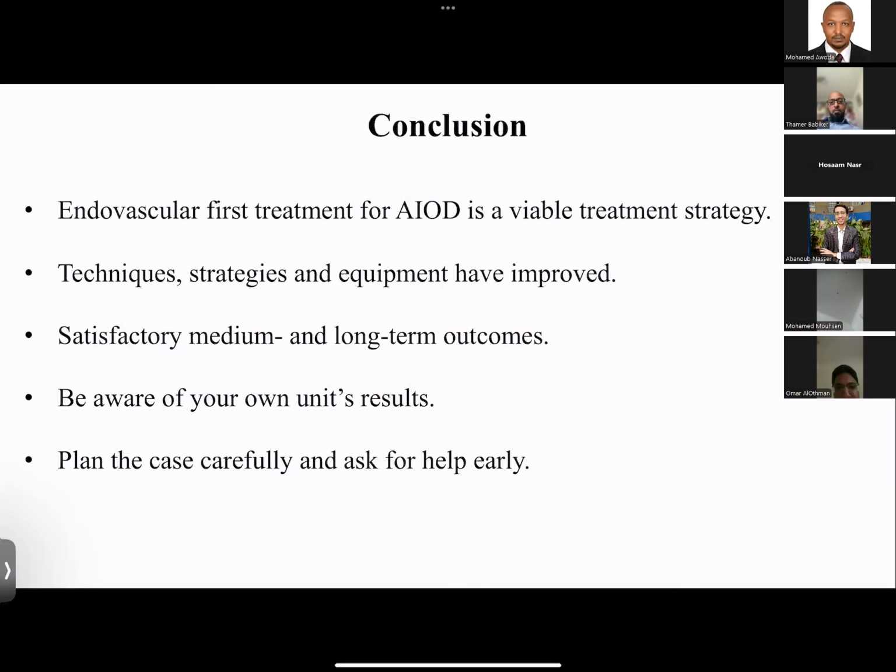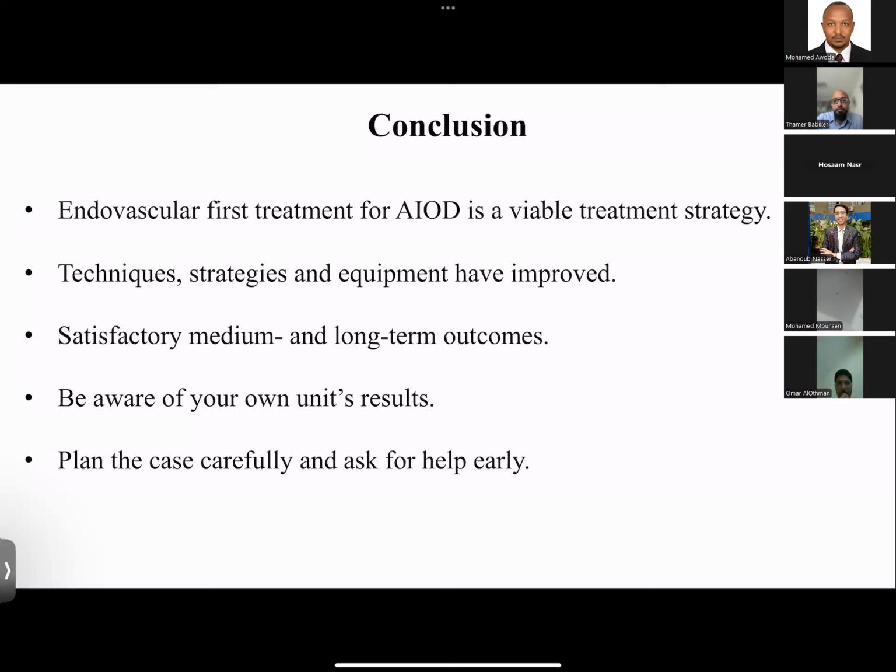Because I know there will be a lot of questions, particularly about the technicality and what can be done and not done in those cases, I thought I'll keep my talk brief and give you plenty of time to discuss and ask questions. So, in conclusion, endovascular first treatment for aortoiliac occlusive disease is a viable treatment strategy, obviously if your unit is familiar with it and you know what you're doing. Techniques, strategies and equipment have improved, and we've got satisfactory medium and long-term outcomes. Be aware of your own unit results.